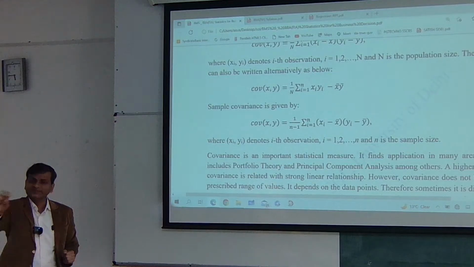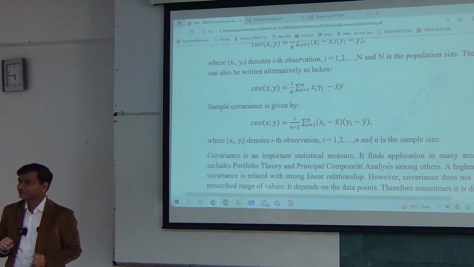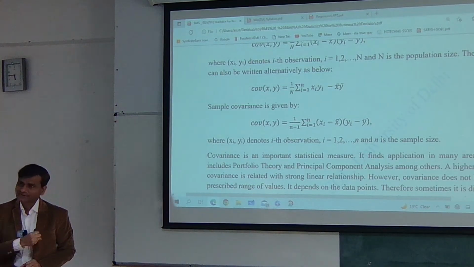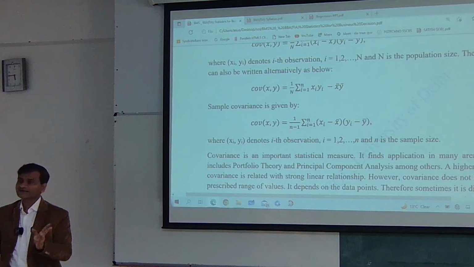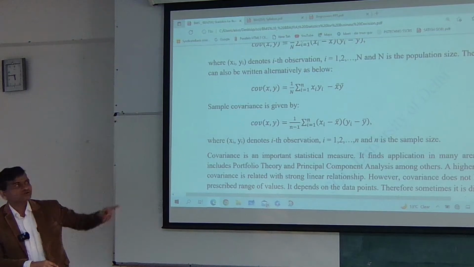Suppose a sample of 30 students. I would randomly select them from the entire batch. So I would find the covariance of the sample, not the population. If you have the entire population, then use the above formula, and if you have the sample, then you have to use this formula.